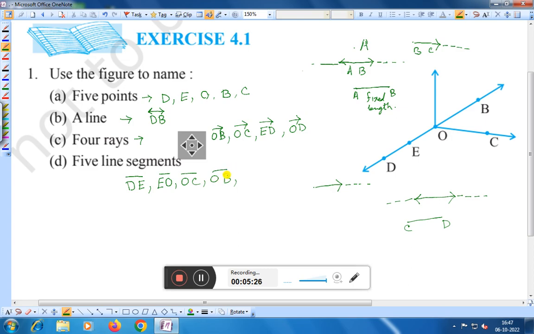OB, OC, and the other we can say as DE, that is DO. DO, right? This is another line segment. Therefore, you see that there are 5 points: D, E, O, B, and C. A line is DB, which has arrows at both ends, and 4 rays, that is OB, with one endpoint O. OB, OC, ED, and OD are 4 rays, and 5 line segments, that is DE, EO, OC, OB, and DO.